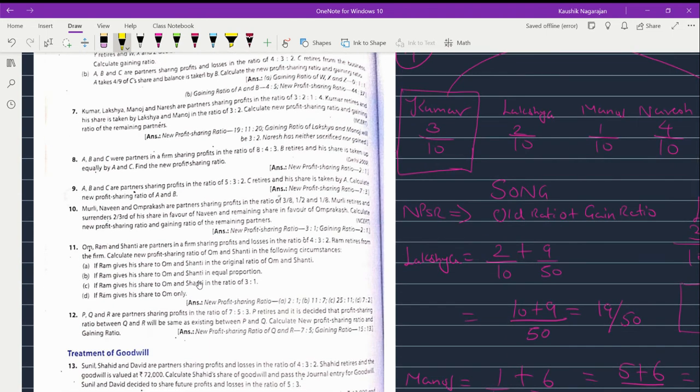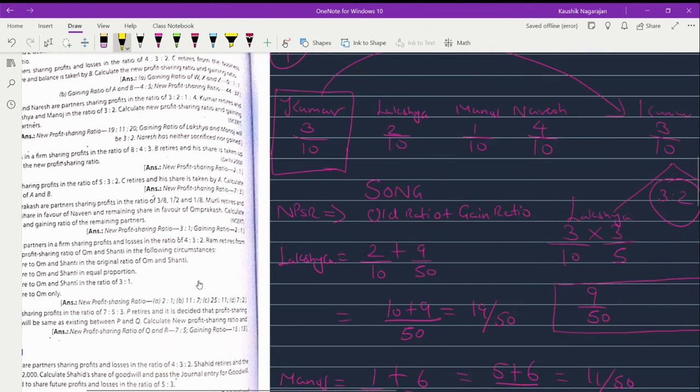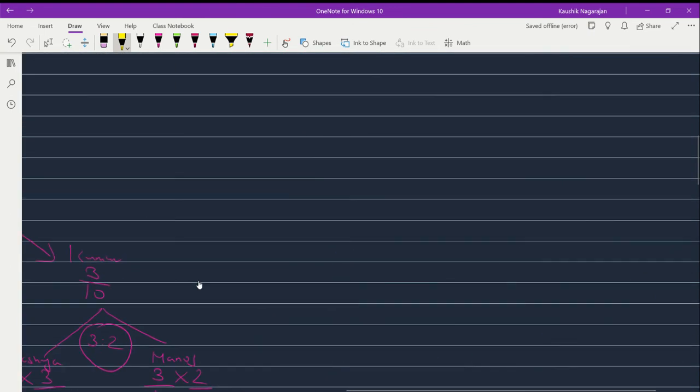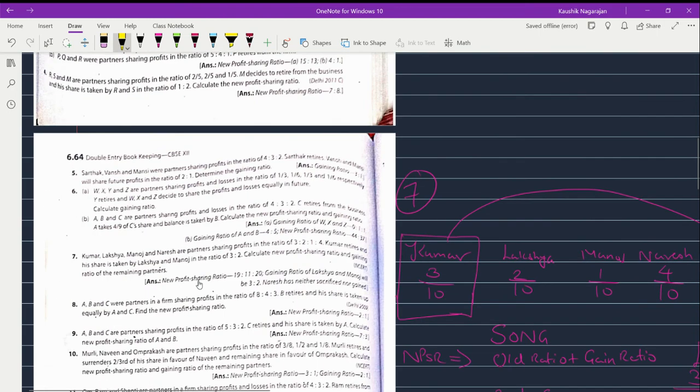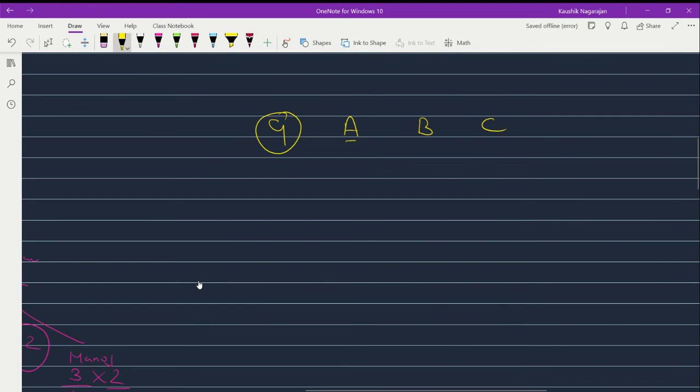What is given in problem number 9? It is said partners A, B, and C are partners sharing profits and losses in the ratio 5 is to 3 is to 2. So let us write the problem in the sidelines over here. Problem number 9. There are three partners: partner A, partner B, and partner C. What is the profit sharing ratio as per the problem? 5 is to 3 is to 2, which means 5 by 10, 3 by 10, and 2 by 10.